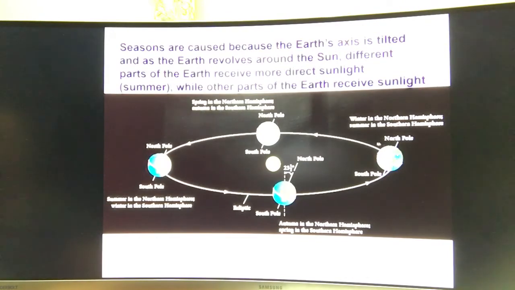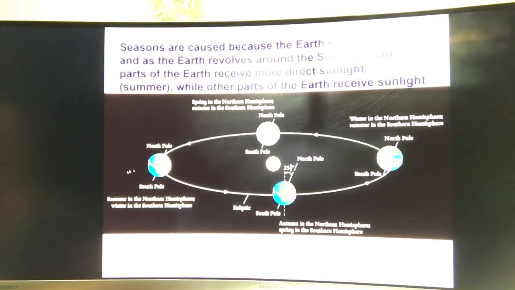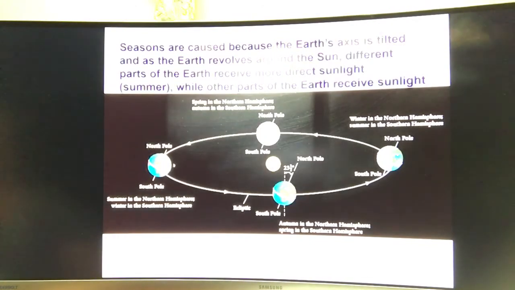So when the Earth is here, you can see the upper part, the northern hemisphere, is tilted away from the sun, but the southern hemisphere is towards the sun. So in this case, winter is in the northern hemisphere, summer is in the southern hemisphere. On the other hand, when the Earth is over here, the northern hemisphere is going to experience summer and the southern hemisphere is going to experience winter, such as Australia.